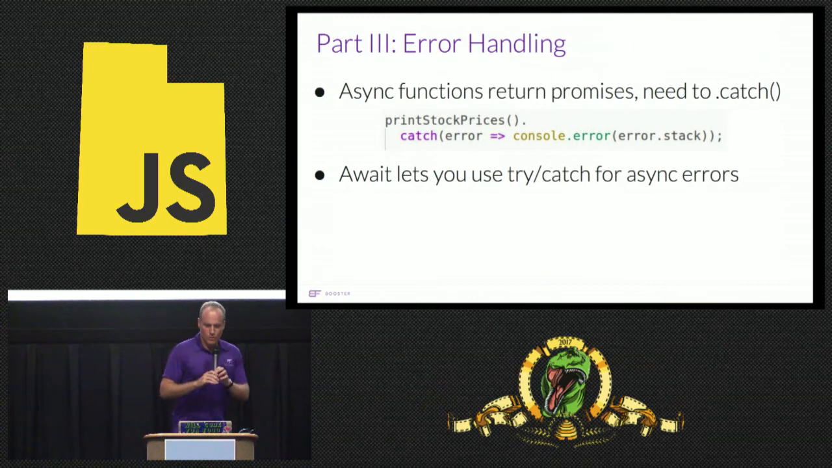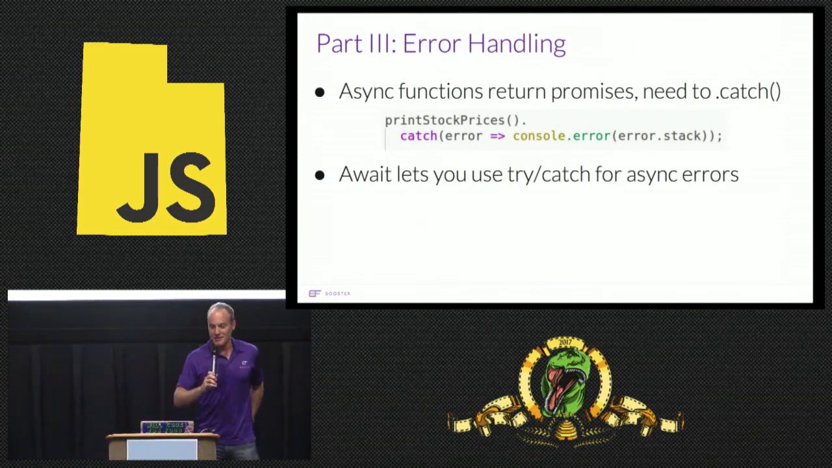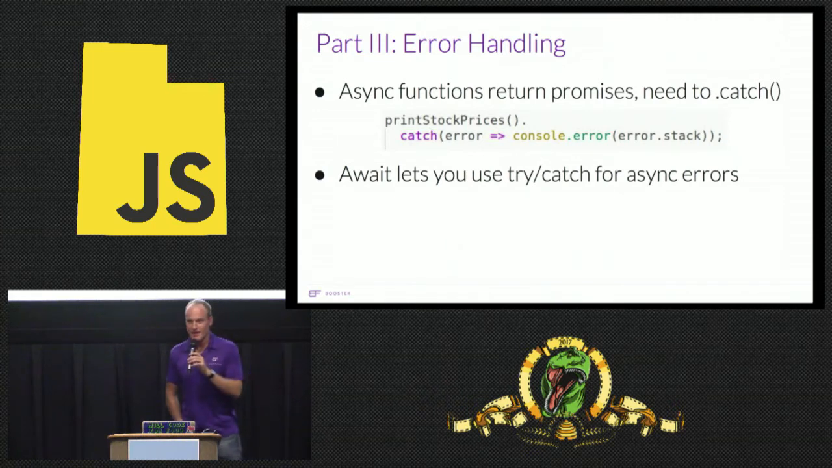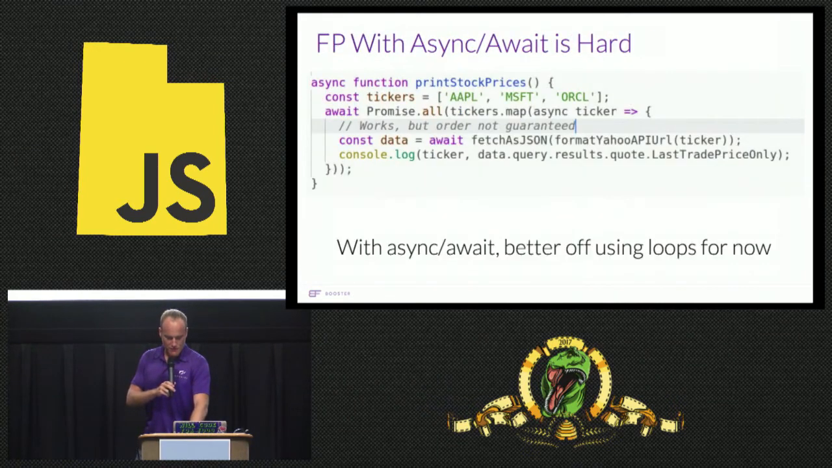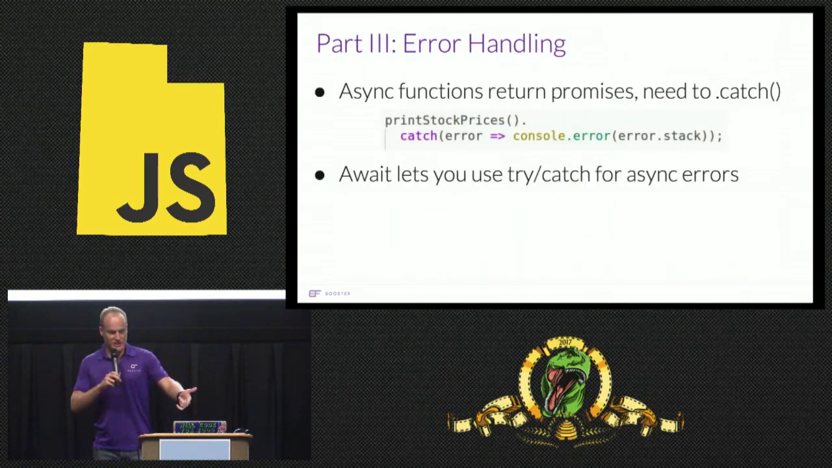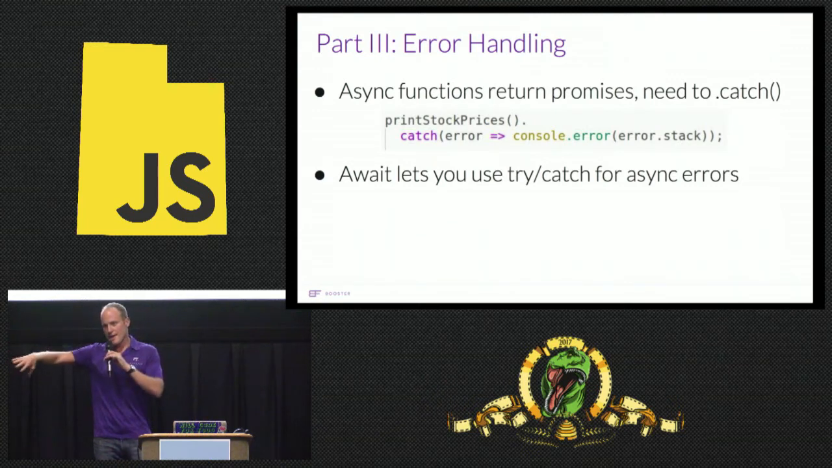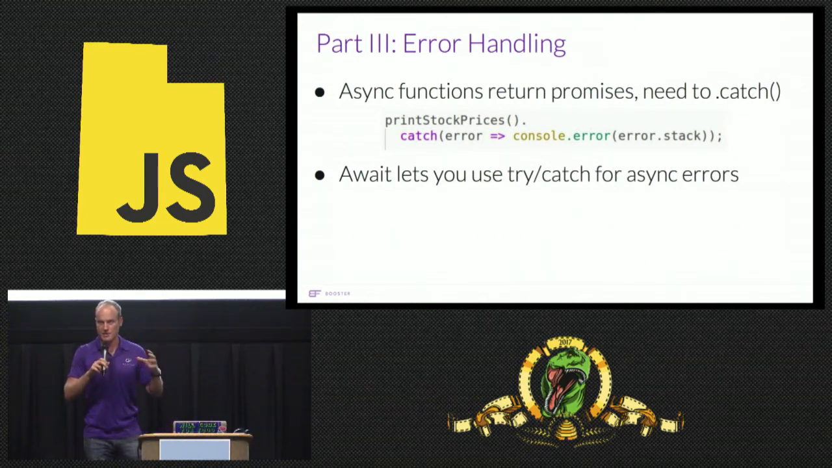Okay, one more part to go. I know this is very nitty gritty, but some very interesting stuff coming up. So async functions will always return promises, so you eventually need to .catch. You'll see in all of the examples that I've done thus far, I do things like printStockPrices().catch(error). That's because at the very top level, every error that occurs within an async function that isn't caught bubbles up to the promise that gets returned by the async function itself.